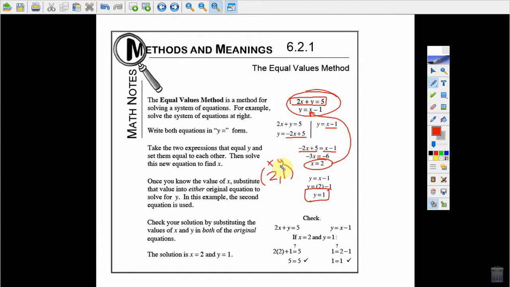You can check this solution by plugging in the x and the y to both equations. So they've taken the original equation here and the original equation here and plugged in 2 for x and 1 for y, and you get true statements at the end for both of those. So that is the correct solution. So remember, the core of the equal values method is once you have two equations that equal the same variable, you can set them equal to each other.